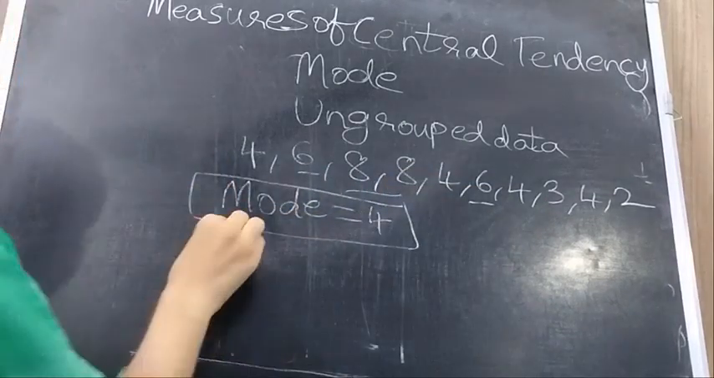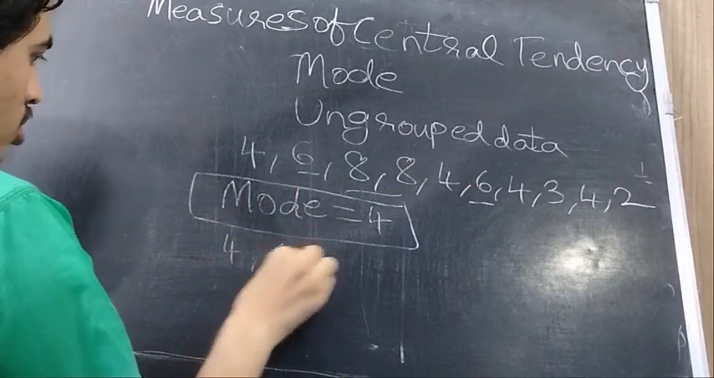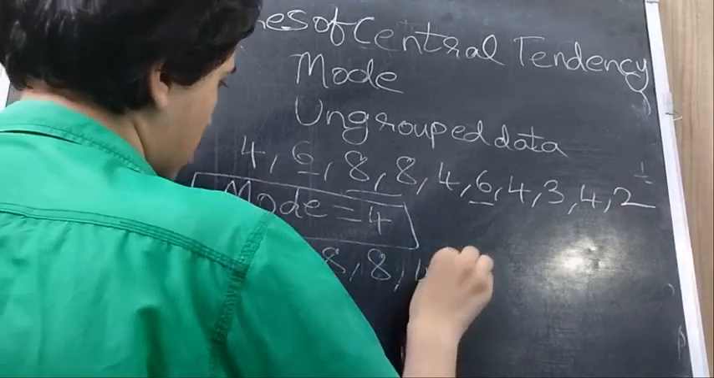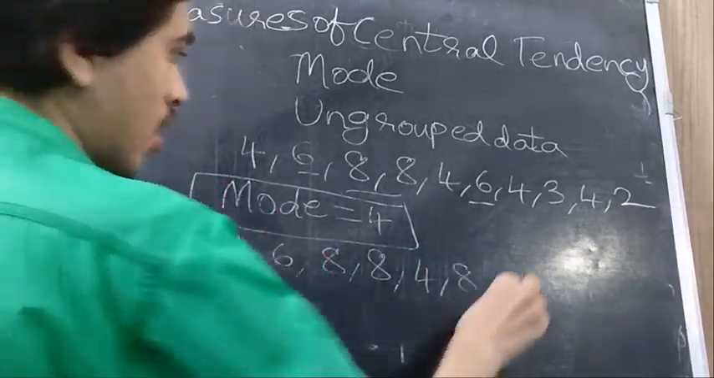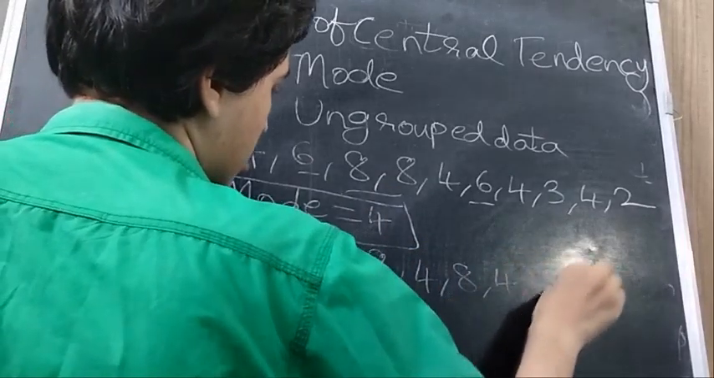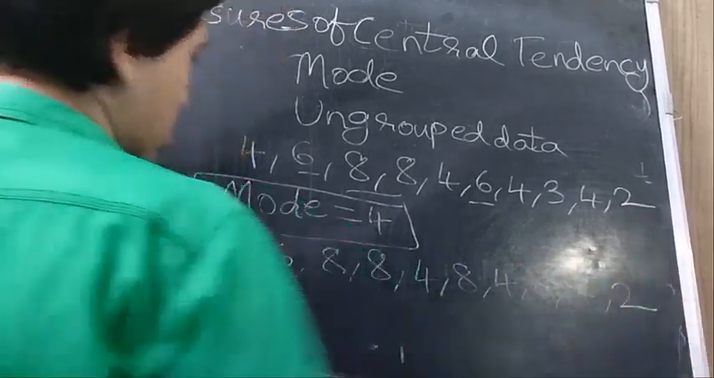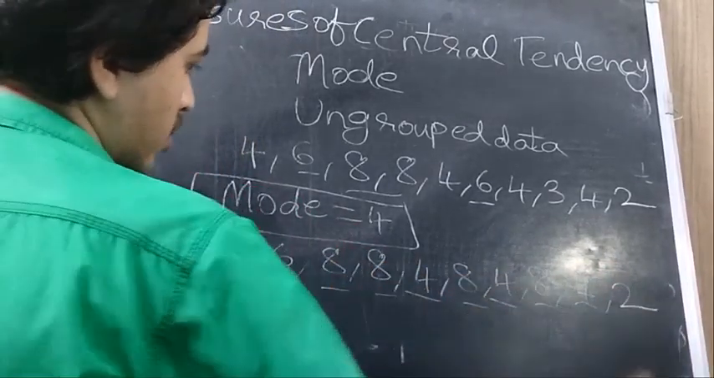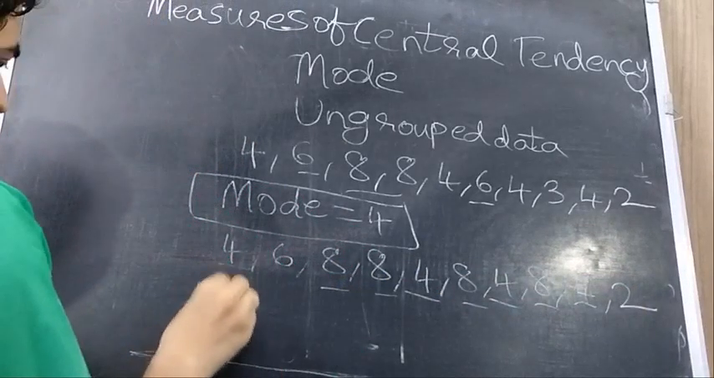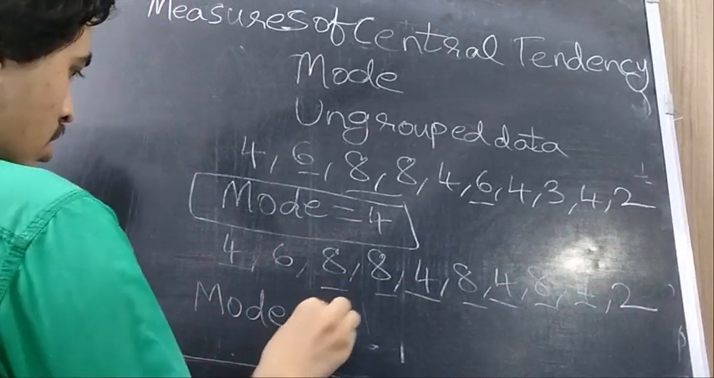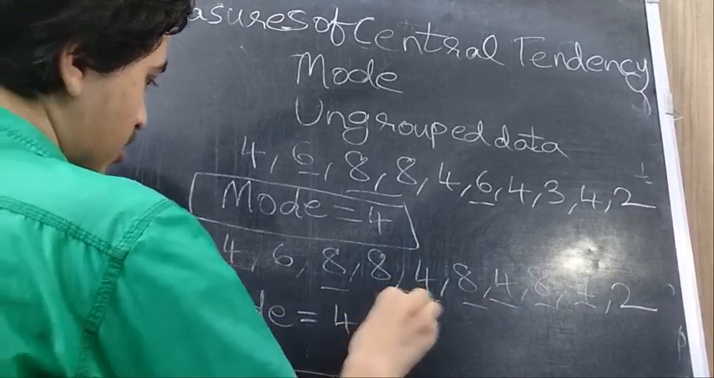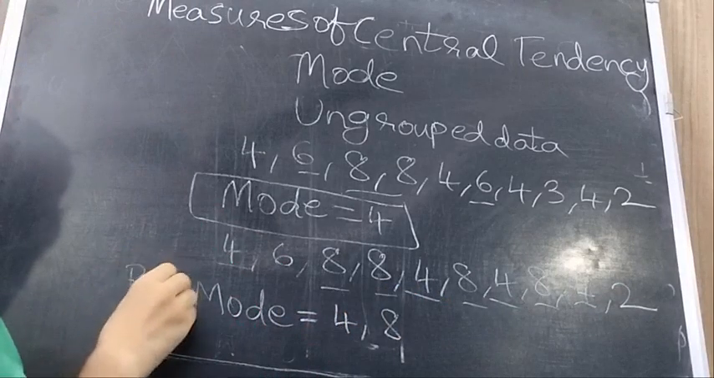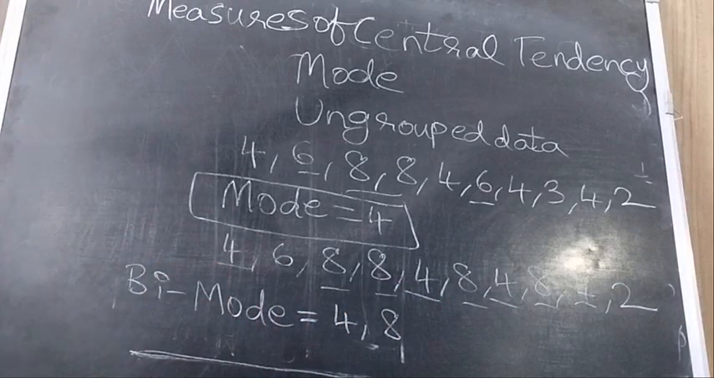In some cases there will be 2 or 3 modes also. See this: 4, 6, 8, 8, 4, 8 and 4, 8, 4, 2. See here 4 appears 4 times and 8 also 4 times. So in this problem mode is equal to 4 and 8. This is known as bimodal, that means 2 modes. In some problems 3 modes also will come.